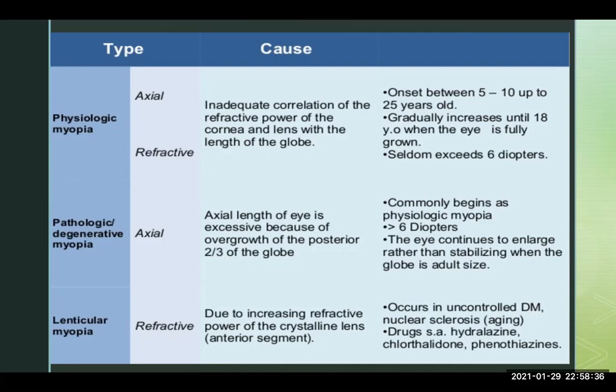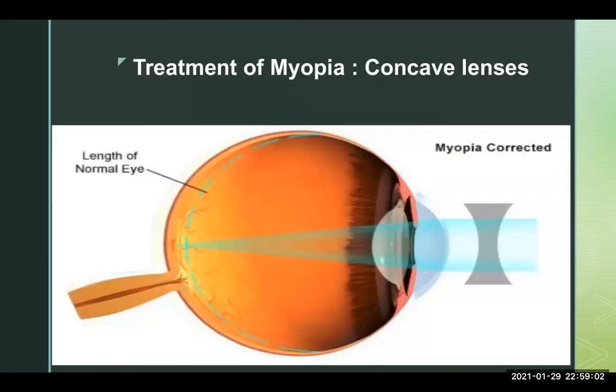Lenticular myopia is mainly refractive, due to increased refractive power of the crystalline lens, related to the anterior segment. It occurs in uncontrolled diabetes mellitus, nuclear sclerosis, aging, and drugs such as hydralazine, chlorthalidone, and phenothiazines. These drugs may lead to increasing the refractive power of the lens. It's called refractive or index myopia, due to changes of the lens contents, not the lens shape.